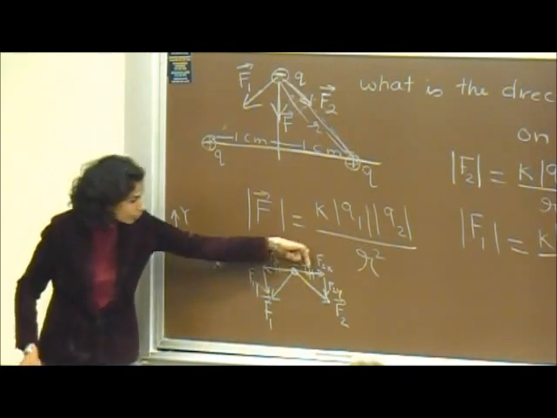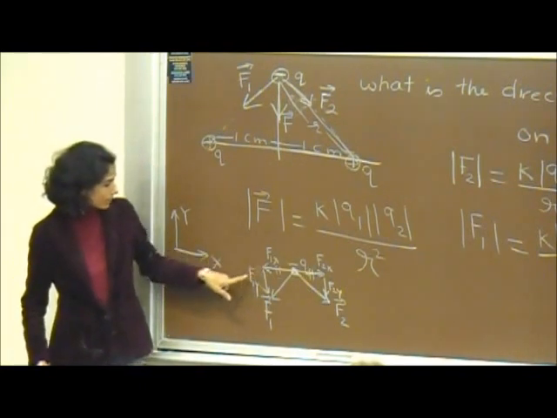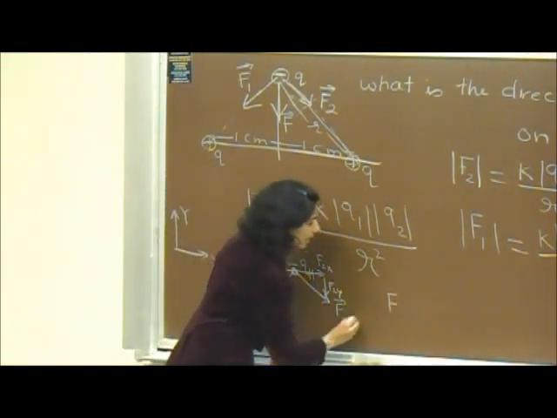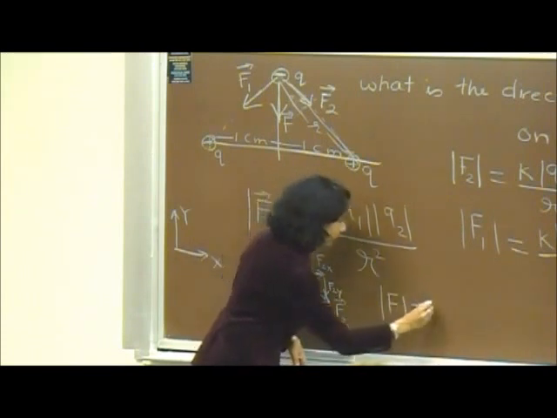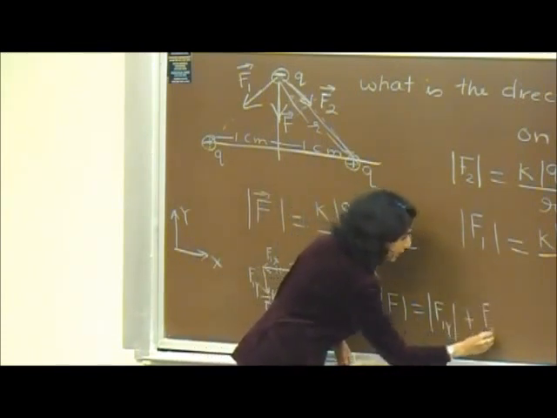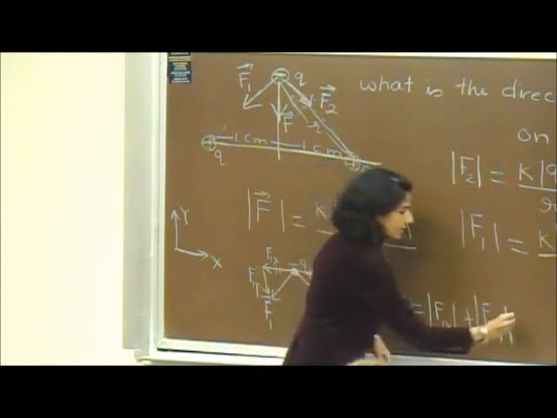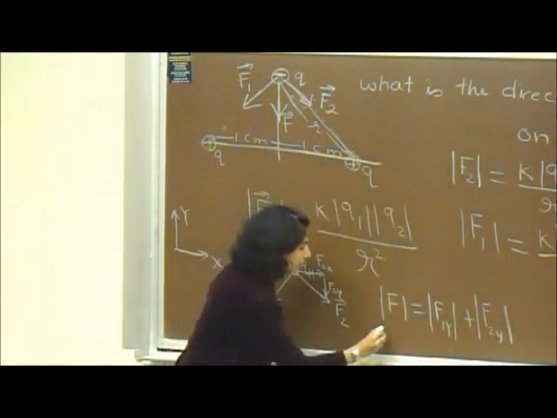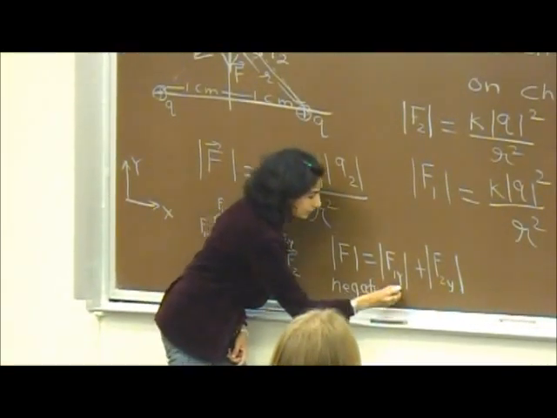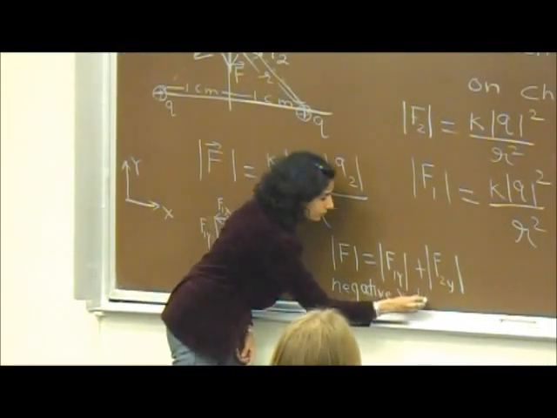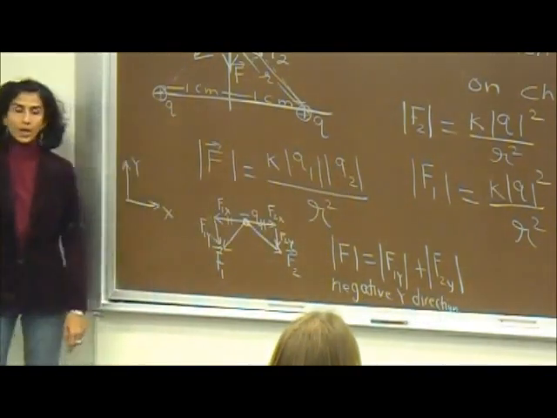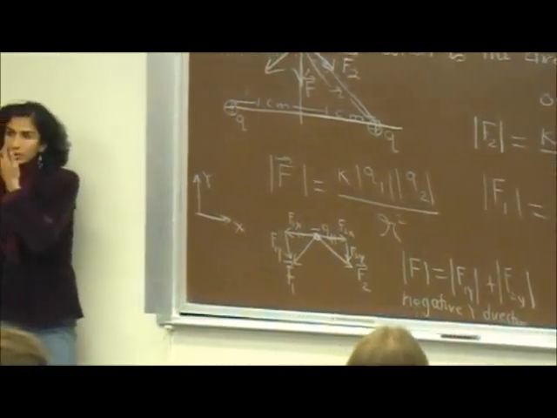And hence, the only net force is going to be along the y direction, and the net force magnitude, F magnitude, will be F1y plus F2y, and this is going to be in the negative y direction. That's the direction. Right? Can you also find the magnitude or not?